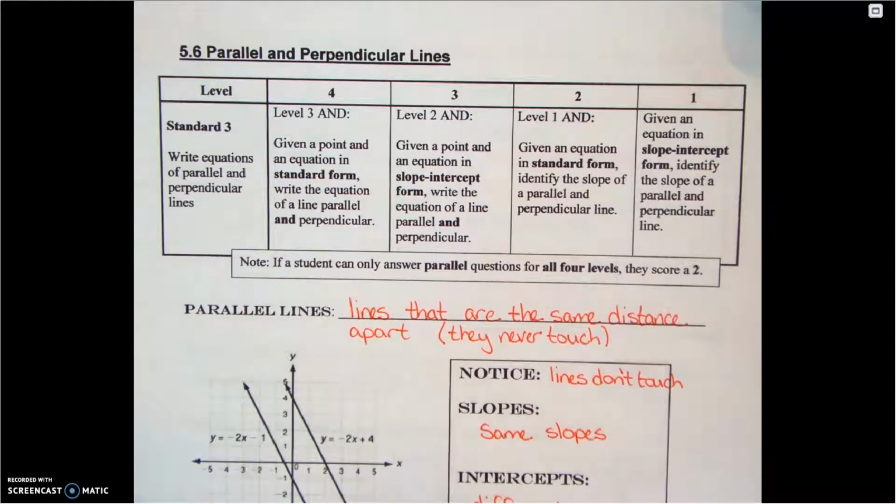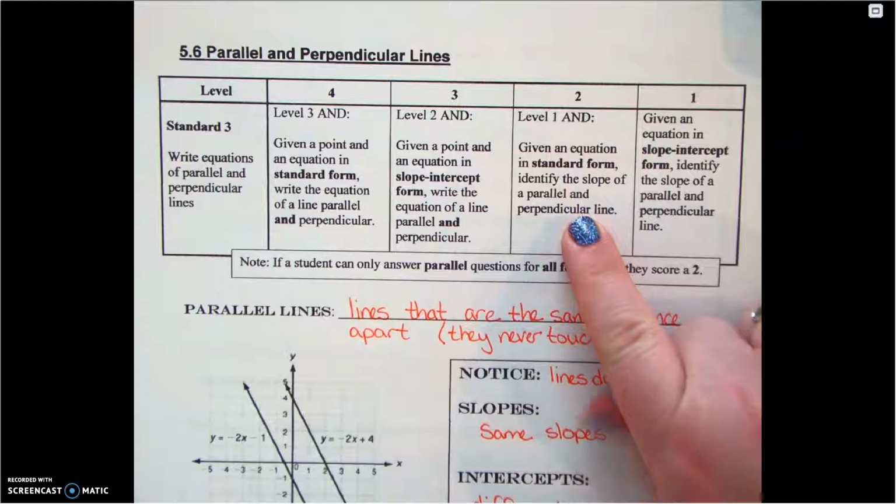This video focuses on Unit 5, Standard 6, Level 2. In order to achieve a Level 2, we have to be able to take something that's in standard form and identify what the slope of a parallel line and the slope of a perpendicular line would be.